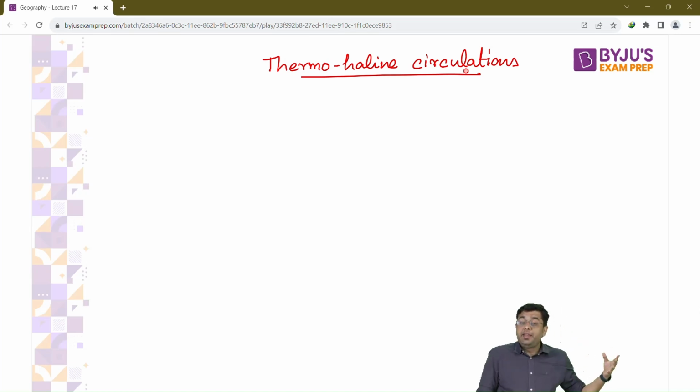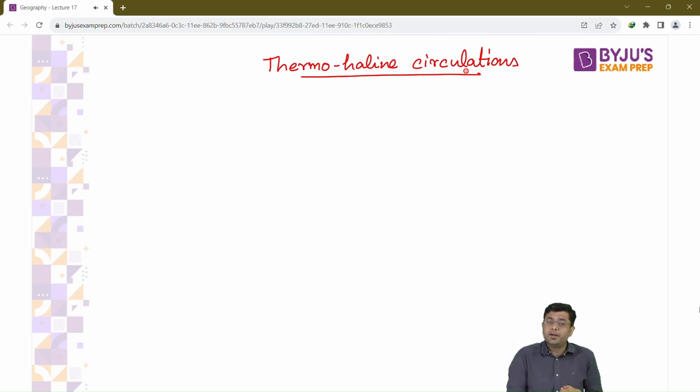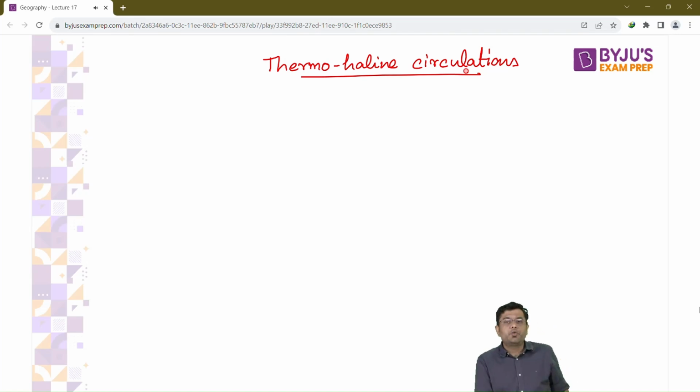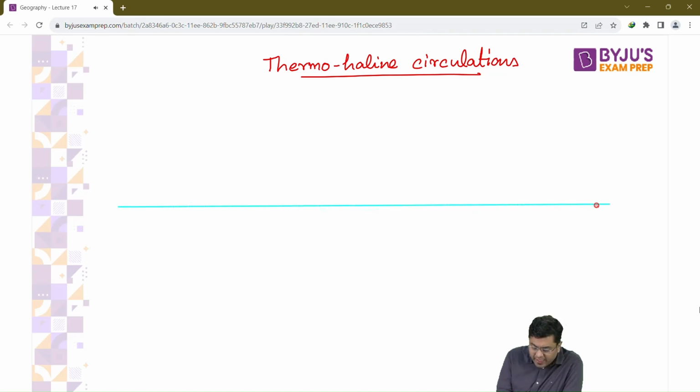These circulations are so very important for the distribution of heat from one region of the ocean to another, for the distribution of nutrients and minerals from one region to another. Many of the marine species, they are dependent on these circulations for the availability of nutrients for them. Okay, let us take a look at this. So before that, let me give you an idea about the average sea level.